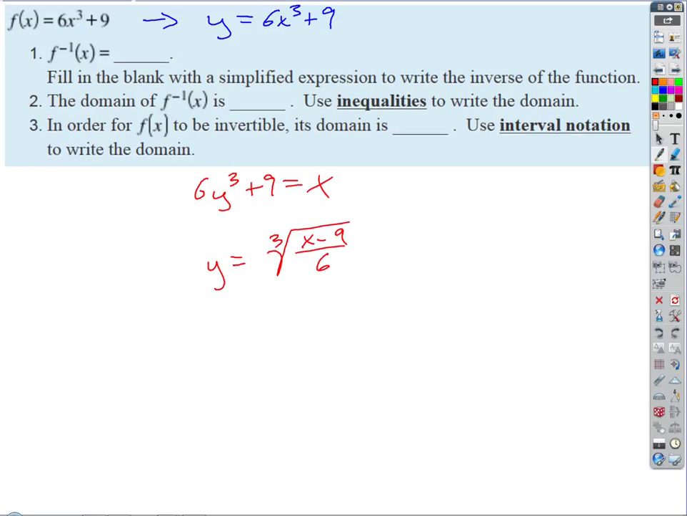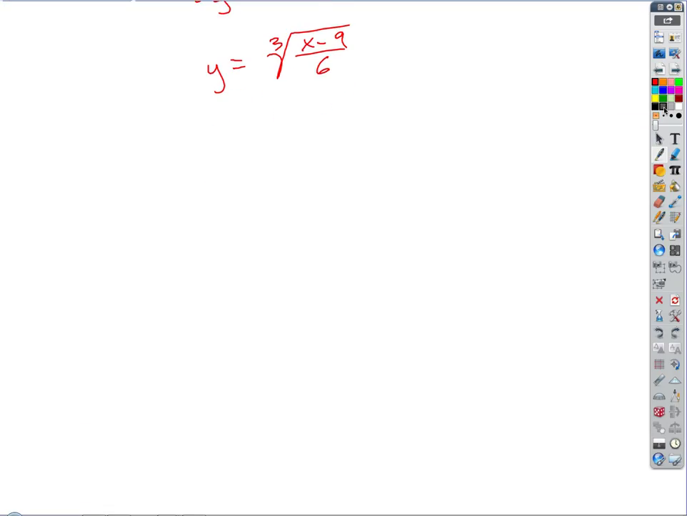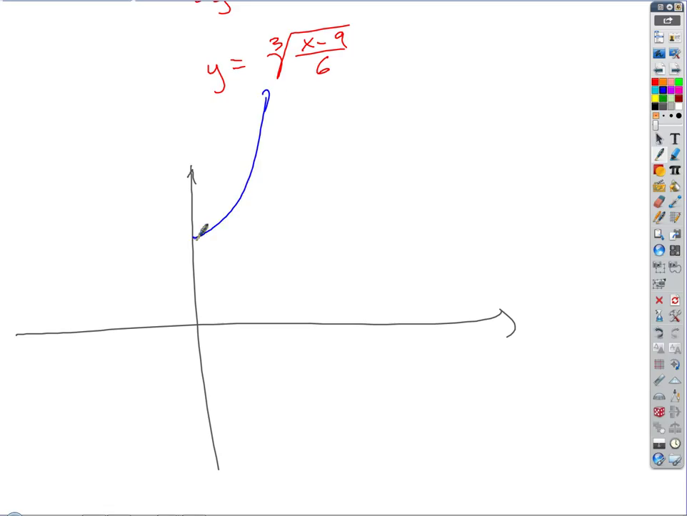So the original function, this is a cube root function, 6x cubed plus 9, so it's going to look something like this. I'm not going to draw this exactly, but the original function would look something like that. What's the inverse going to look like? How do you find the graph of an inverse? How are the graphs of a function and its inverse related? What kind of symmetry do they have?